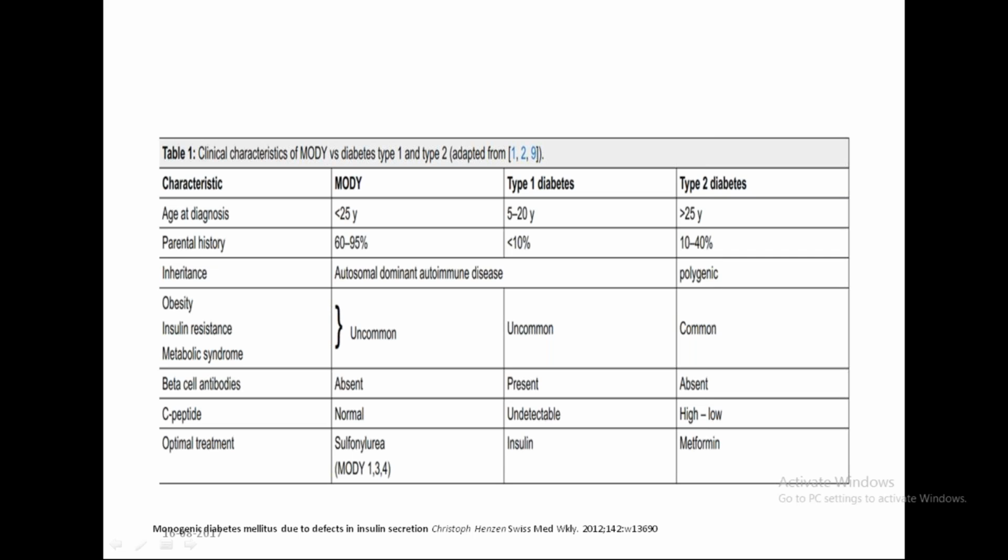Whereas in case of type 1, it is undetectable. Whereas in type 2, it can be high or low, depending on the phase, how insulin is secreted, and depending on how much resistance the patient has. And the usual treatment for MODY 1, 3, and 4 is sulfonylurea, whereas type 1 it is insulin, whereas for type 2 it is metformin, the baseline drug.